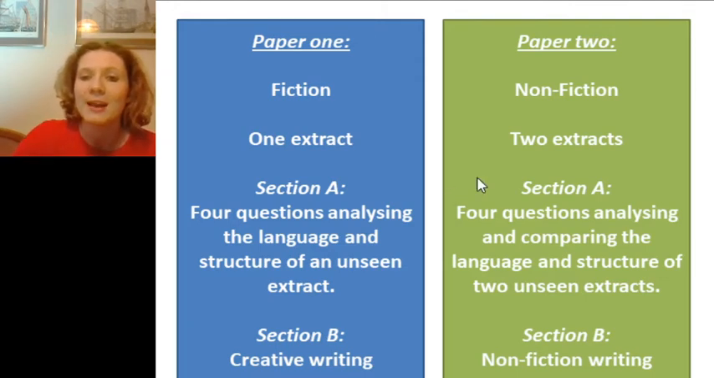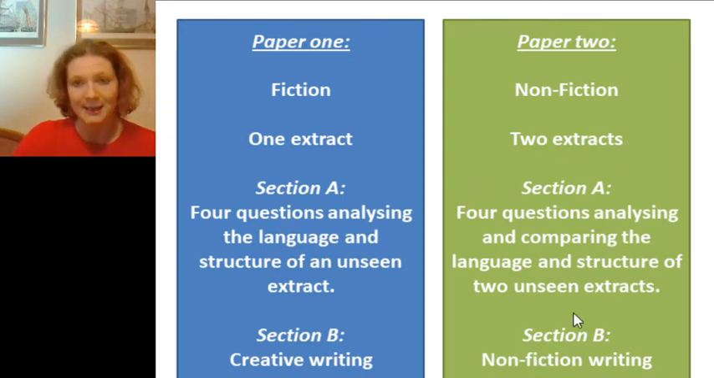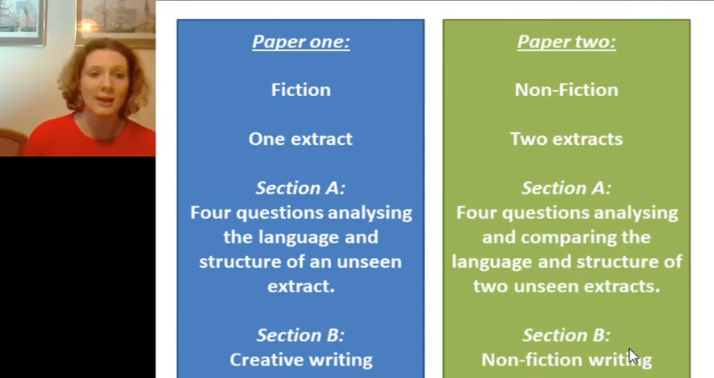Your paper 2 is fairly similar, but this one is non-fiction. So it's things like newspaper articles and speeches, things that are actually real, things that aren't made up. For this exam, you have 2 extracts, and again you're split into a section A and a section B. Section A of paper 2 gives you 4 questions, and it asks you to analyse and compare the 2 unseen extracts. Section B is non-fiction writing, so you will be asked to write a speech, an article, a letter, or some other piece of non-fiction writing.